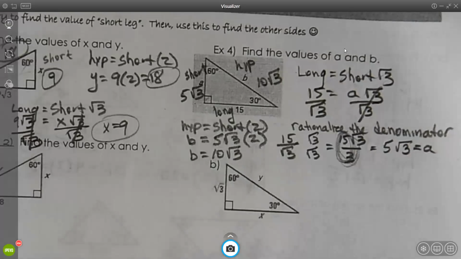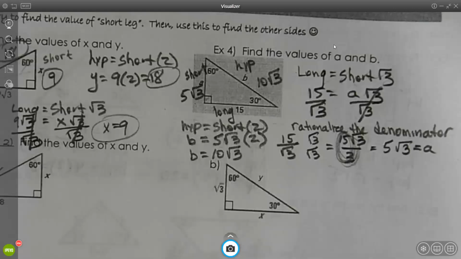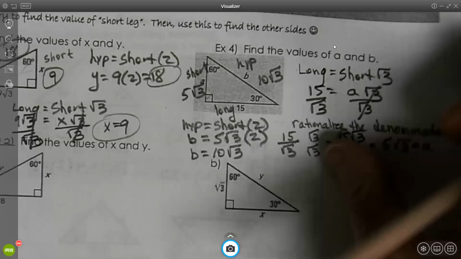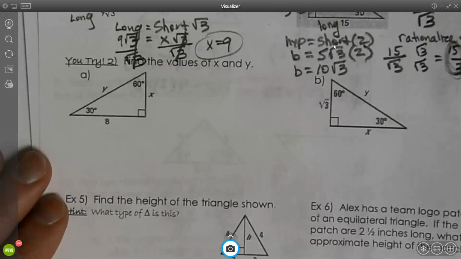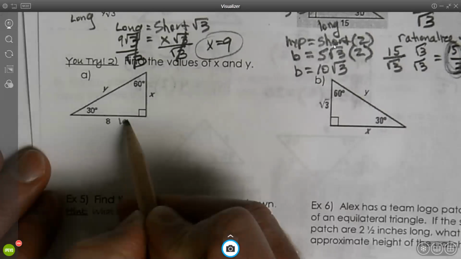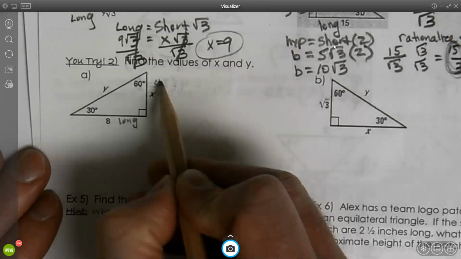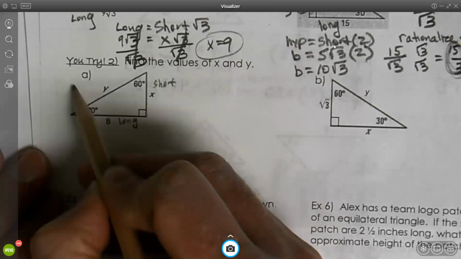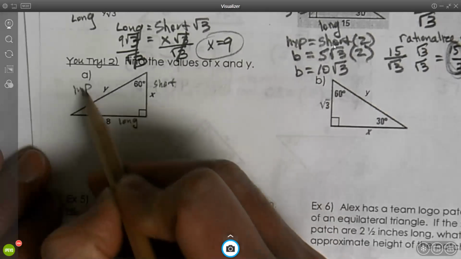Now you can work on the try, and you can come back and you can check your answers. So we'll go on and try these practice problems. We see that the long leg is across from the 60, the short leg is across from the 30, so the hypotenuse is across from the 90.